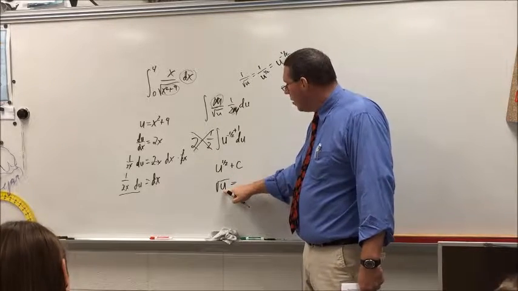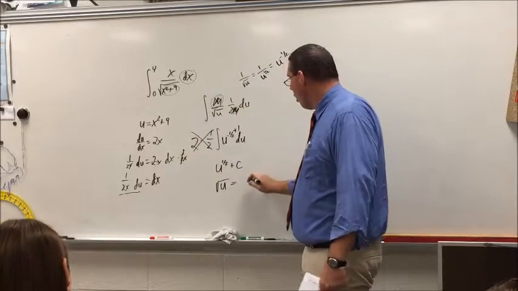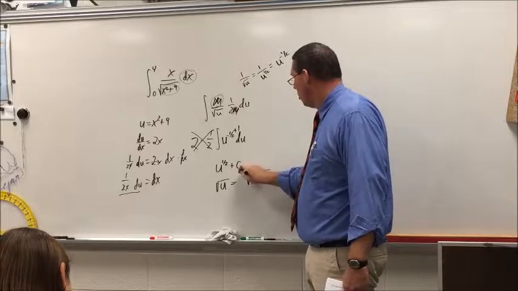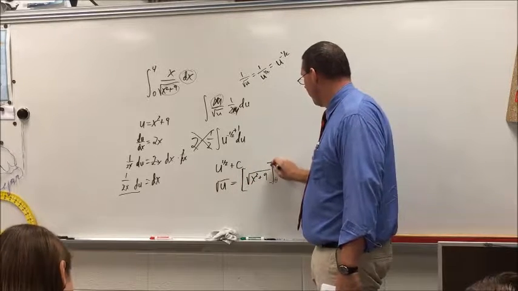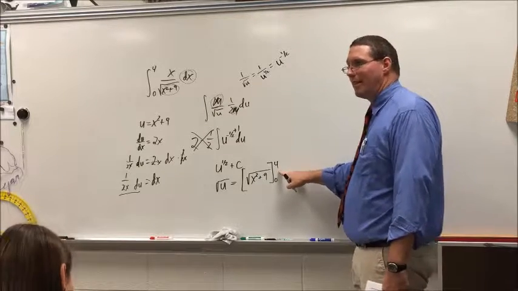All right, now, what is u equal to? x squared plus 9. So all of this boils down to the square root of x squared plus 9, which we will then plug a 0 and a 4 into, because it's a definite integral.